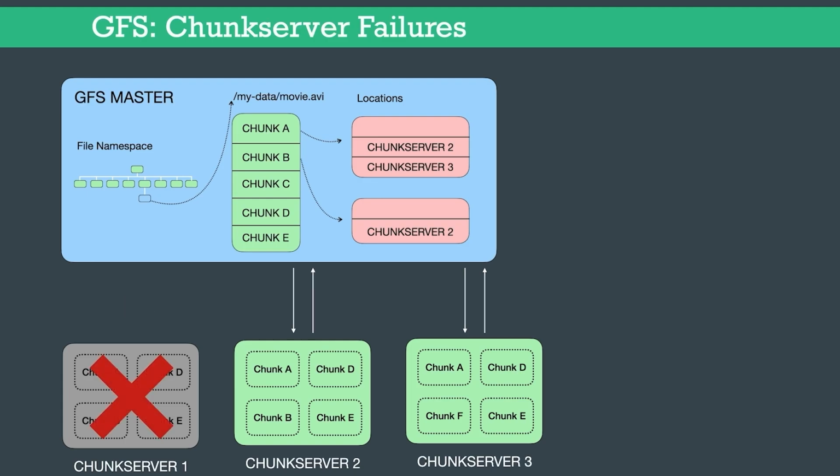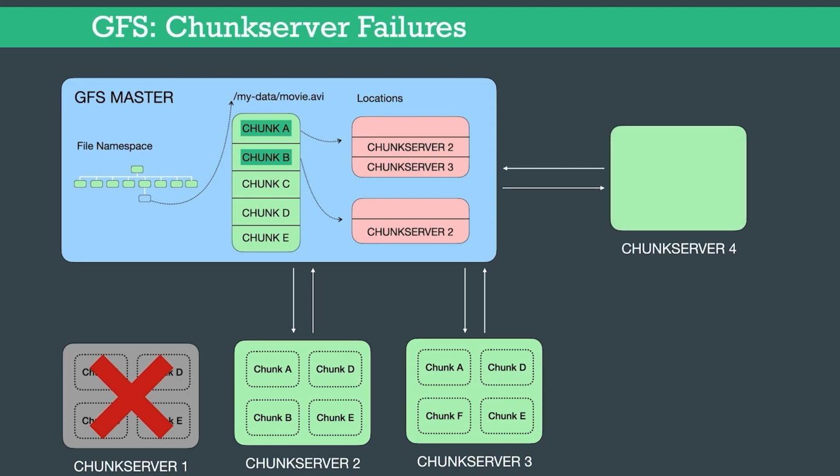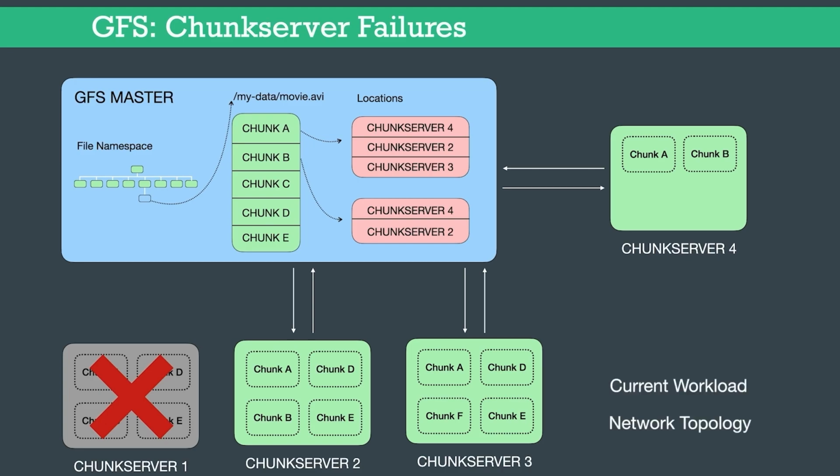Since the master stores all metadata in memory, including the locations of chunks and their replication states, it can quickly and efficiently scan through its entire state. This allows the master to identify any chunks that have fallen below the desired replication factor due to the chunk server failure. The master then instructs other chunk servers to replicate these lost chunk replicas. It selects the best candidates for replication based on factors like current workload and network topology to optimize performance and balance the load across the system.